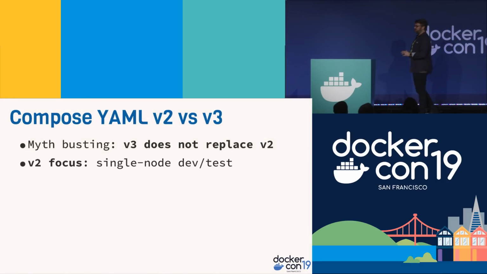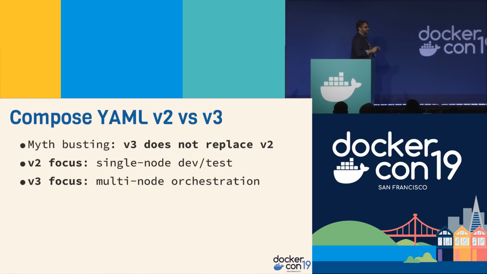All right, here's another myth buster. Version 2 and version 3 of Compose are still legitimate versions. Version 2 was not replaced by version 3. It's an unfortunate effect that we called it version 3, and then everybody thought version 2 was outdated. Version 2 is designed for local dev and test, and it keeps getting new features. In fact, the latest feature, I think, was late last year.